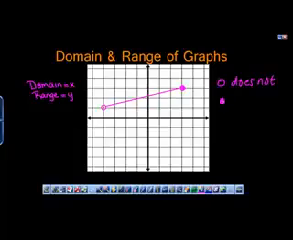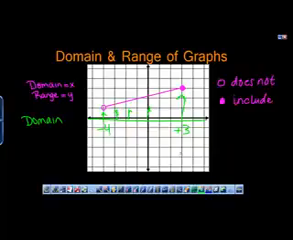A closed circle means to include. So we would include that. So let's take a look at our domain. Again, going along our x, where do we have points? We have points all the way from -4 until +3. We don't have anything lower than that, lower than -4 or higher than +3.